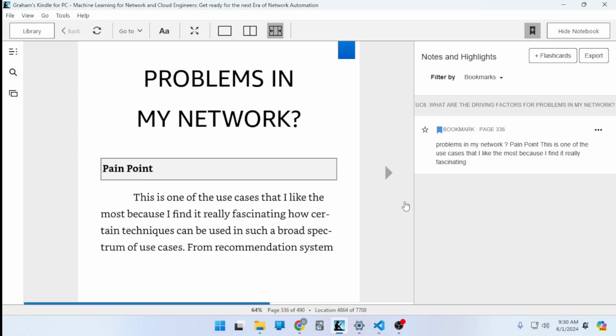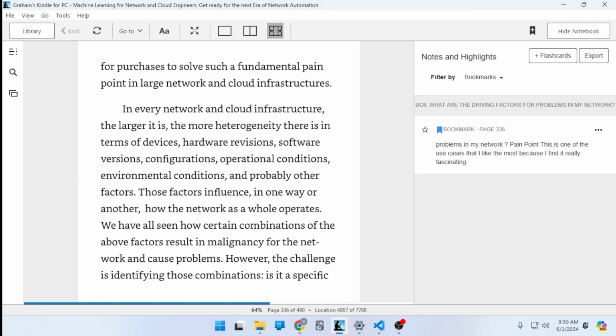Pain point. This is one of the use cases that I like the most because I find it really fascinating how certain techniques can be used in such a broad spectrum of use cases. From recommendation system for purchases to solve such a fundamental pain point in large network and cloud infrastructures.